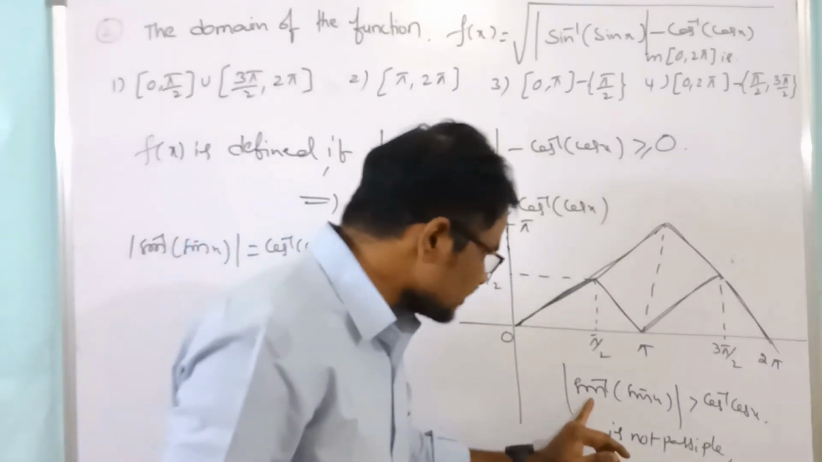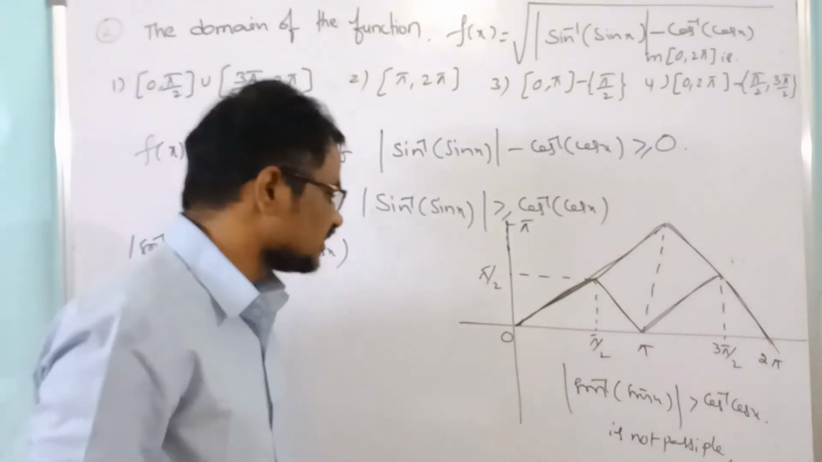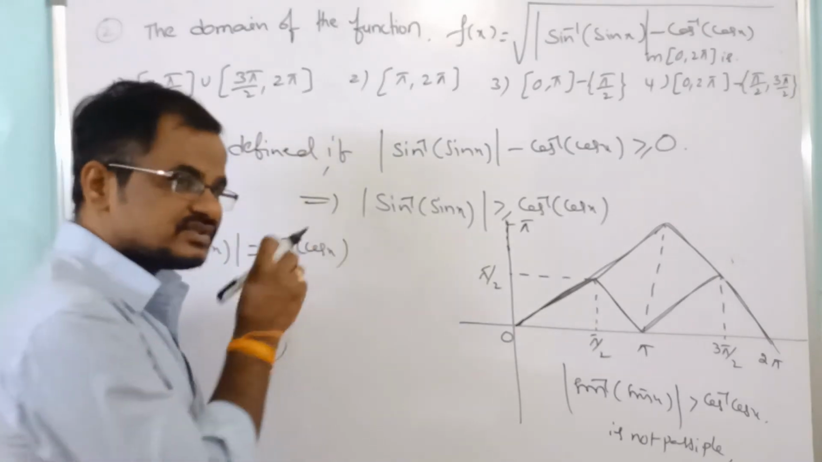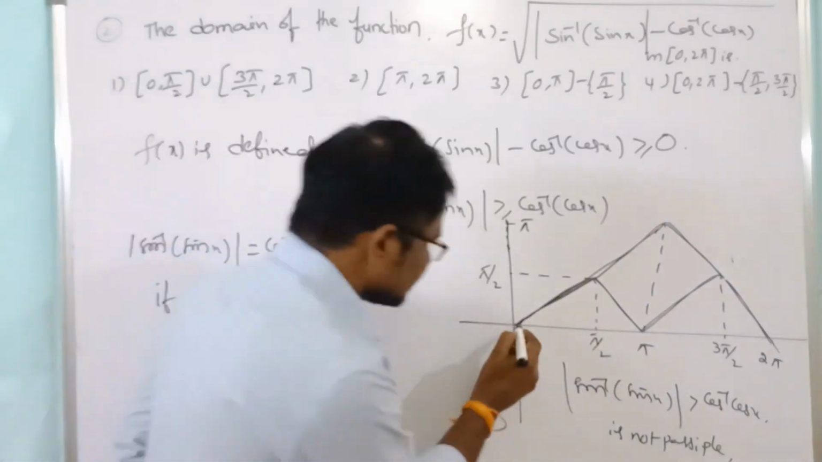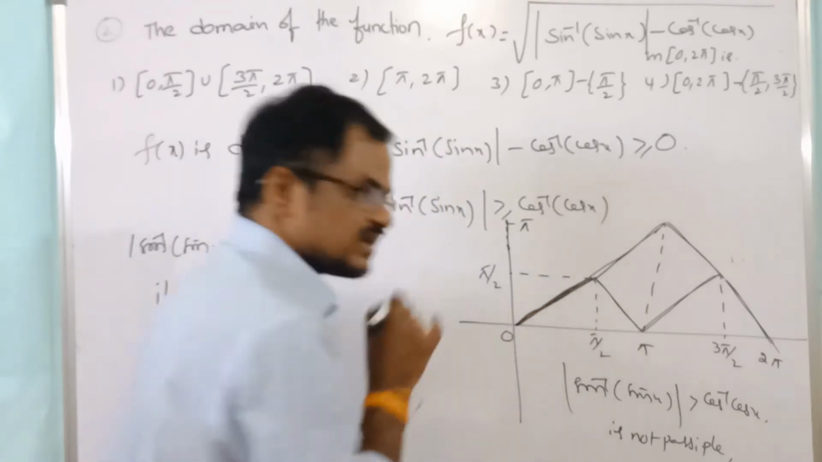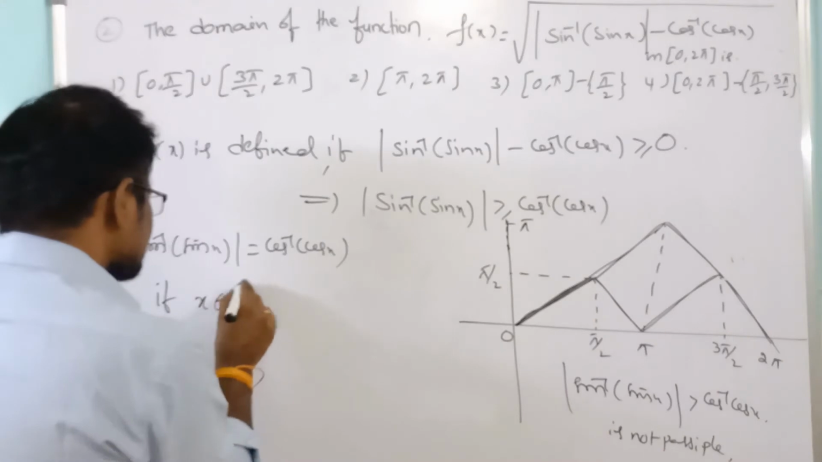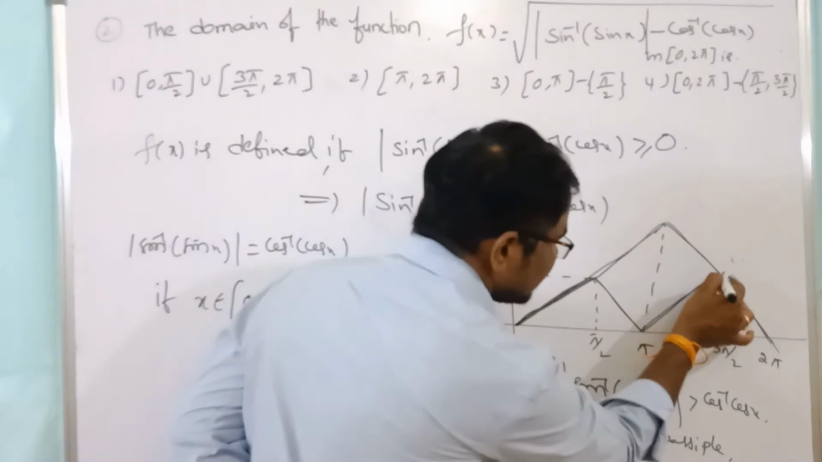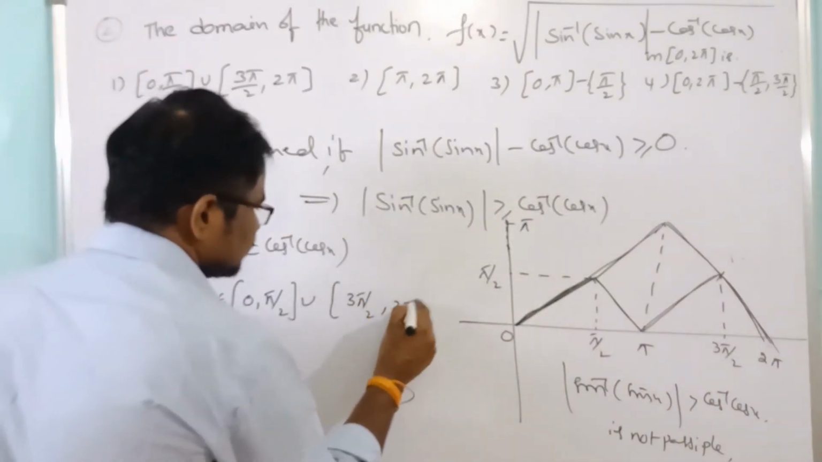So that's why modulus of sin inverse of sin x greater than cos inverse of cos x values are not possible, right? But modulus of sin inverse of sin x equal to cos inverse of cos x values are possible when, from here to here, modulus of sin inverse of sin x and cos inverse of cos x coincide. So x belongs to closed interval 0 to pi by 2, union again from here to here, closed interval 3 pi by 2 to 2 pi, right?